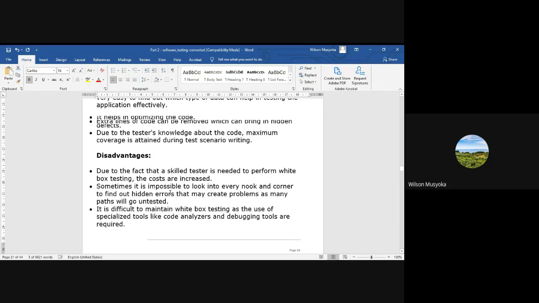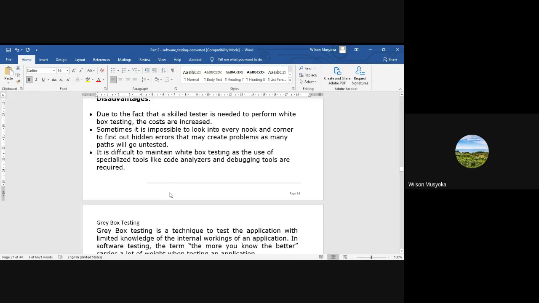But in terms of disadvantages, one of the disadvantages is that due to the fact that a skilled tester is needed to perform the white box testing, the cost is going to increase. And sometimes it is impossible to look into every corner of the code in order to identify hidden errors that can create problems, as many parts will go untested. Also, it is very difficult to maintain a white box testing as the use of specialized tools like code analyzers and debugging tools are required.